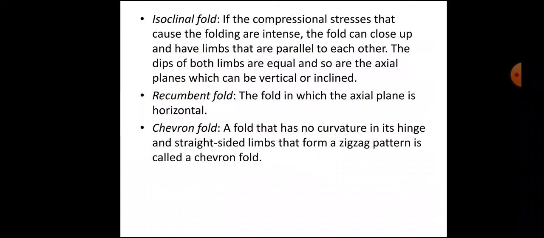Isoclinal fault. If the compressional stresses that cause the folding are intense, the fault can close up and have limbs that are parallel to each other. The dips of both limbs are equal and so are the axial planes, which can be vertical or inclined. Recumbent fault. The fault in which the axial plane is horizontal. Chevron fault. A fault that has no curvature in its hinge and straight-sided limbs that form a zigzag pattern is called a chevron fault.